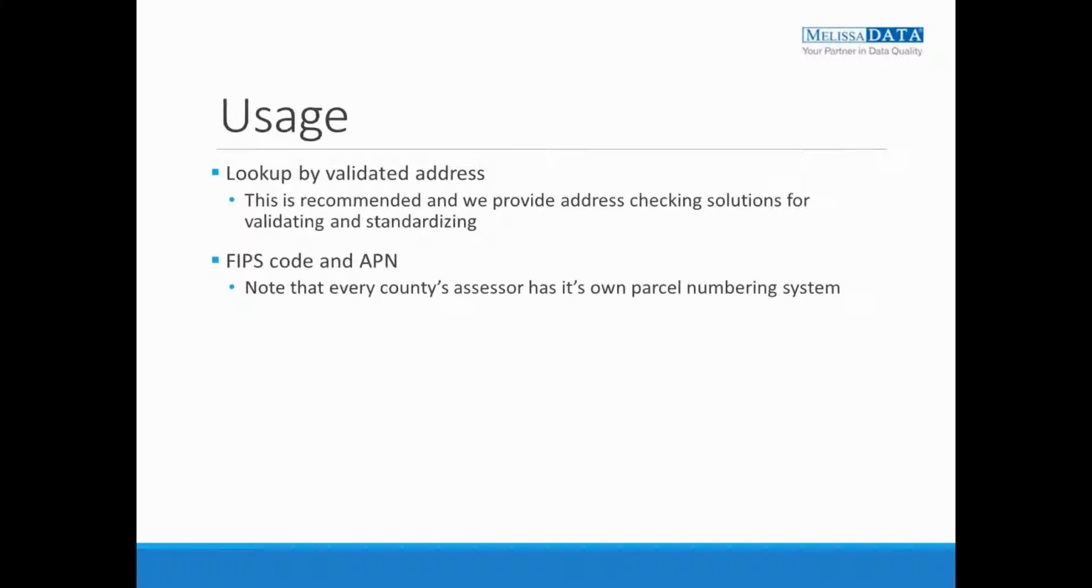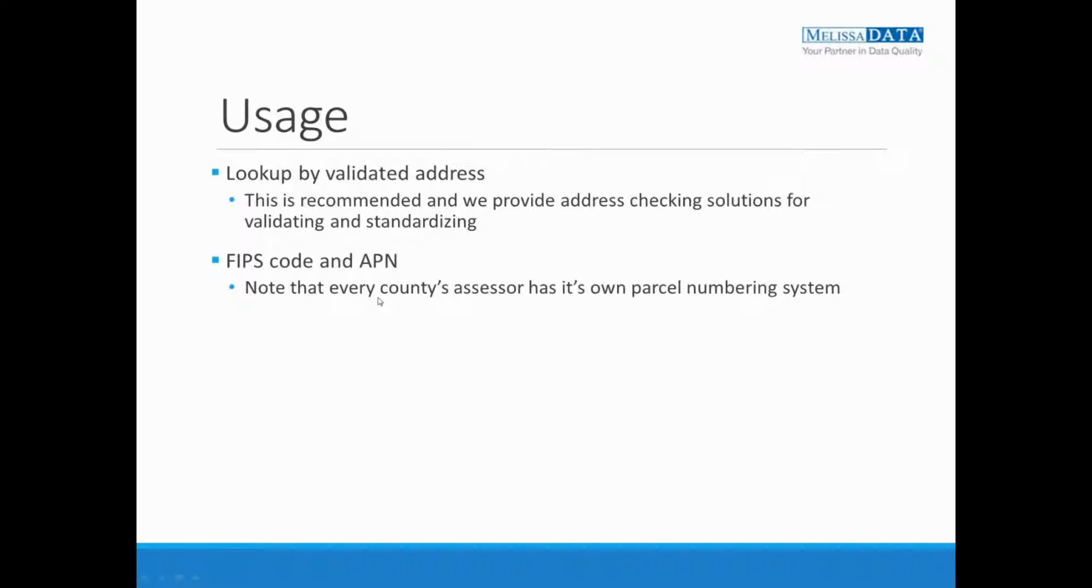So when you're using our property web service, generally you'll need an address of the property that you want to look up. Specifically, you want a valid address. We do offer address checking solutions. We're a CASS certified vendor, so we offer services that can check addresses for you and tell you if they're good or not. Basically, it's just good practice to check first if the address is correct and valid before looking it up in the property web service.